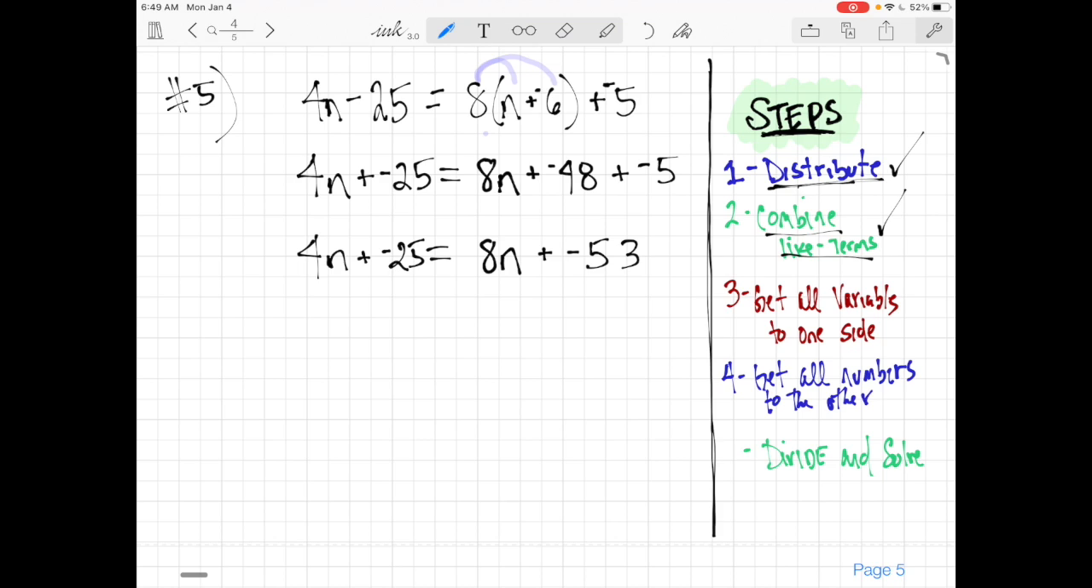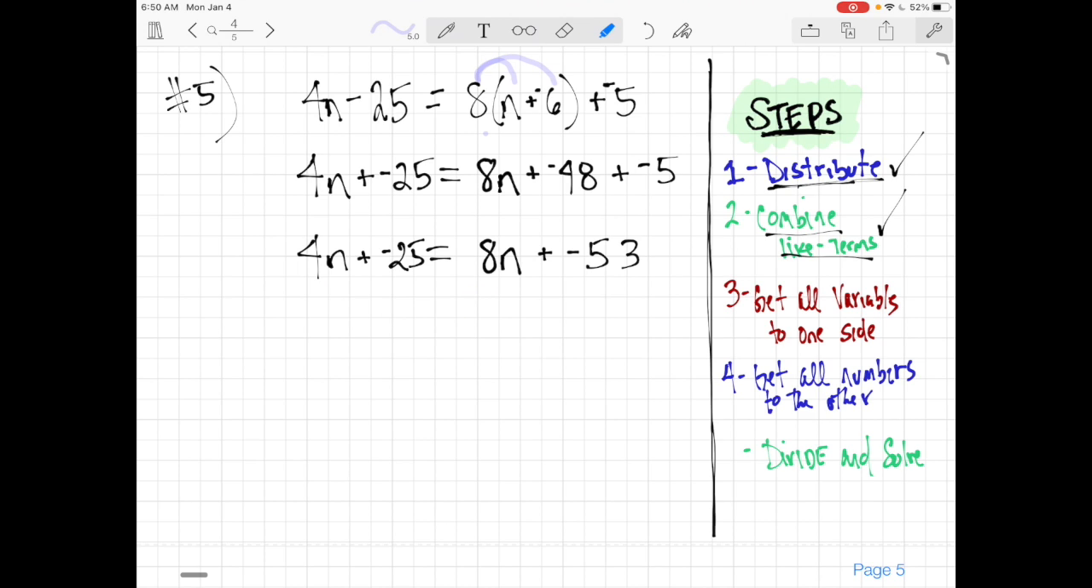So the next thing we've got to do is get all the variables to one side. So we either need to move this 8n over here or move the 4n over here. I like to move things where there are the most. So I'm going to move the 4n over to the right-hand side.